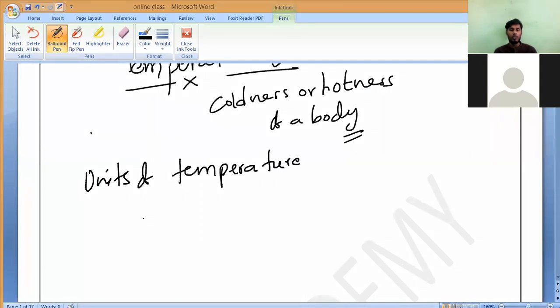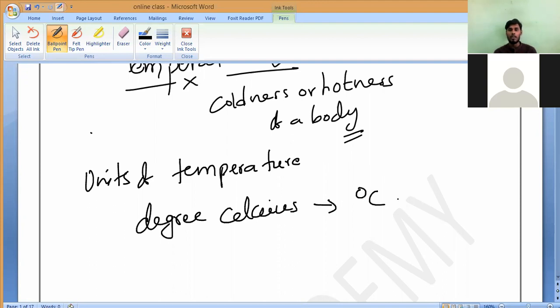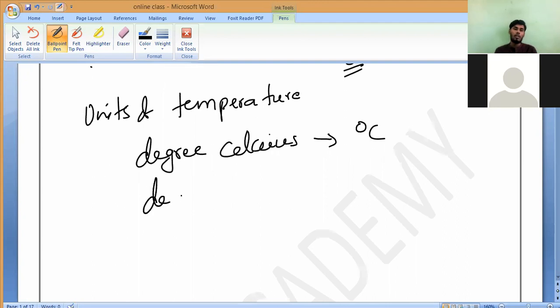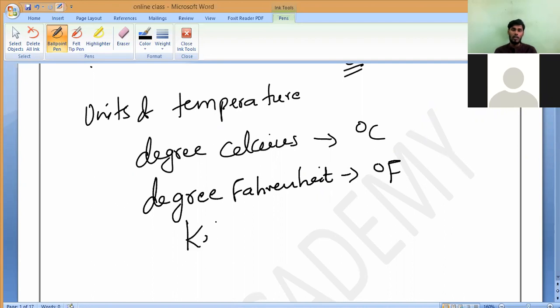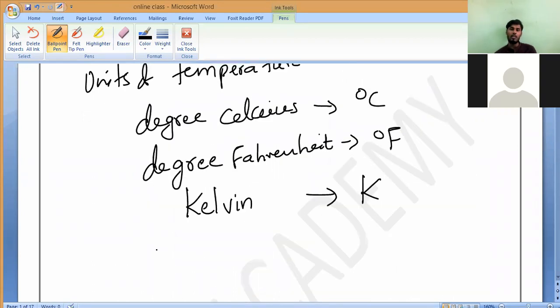Basically, we measure in degrees Celsius, which we represent like this. Next, degree Fahrenheit, which we represent like this. Next is Kelvin. For Kelvin we do not write degree, we only write capital K. Do you understand?